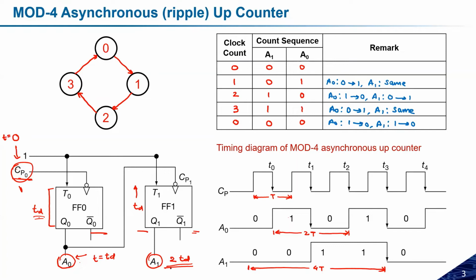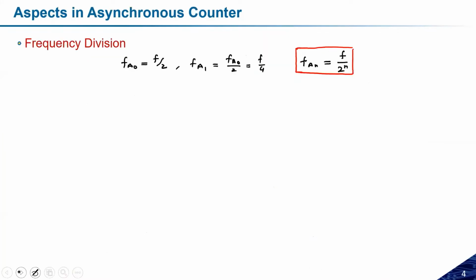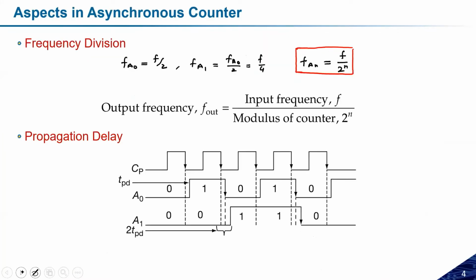So what is the problem? Let me repeat it. Let me go back to the slide I was explaining. On the propagation delay: suppose I have just given the clock pulse, A0 will be received at this time period, it will change after this time period, and it will be maintained for this period of time.